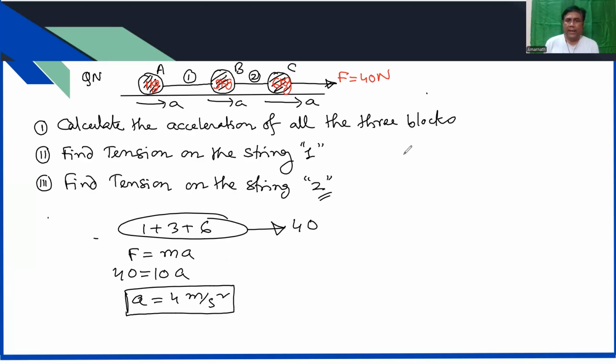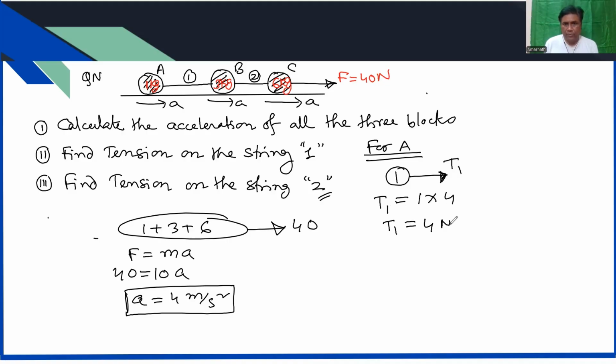Now we talk about A. So this is 1 kg. Only one external force is there, which is T1, the tension on the first thread. There is no force from the backside, so we do not need to write anything. So T1 must be equal to mass into acceleration. It means T1 equals 4 Newton. Then for B.